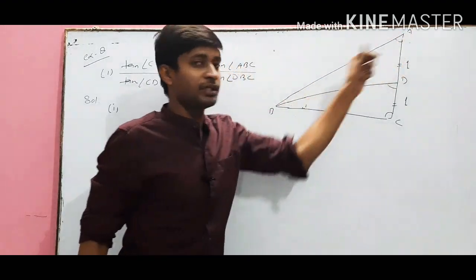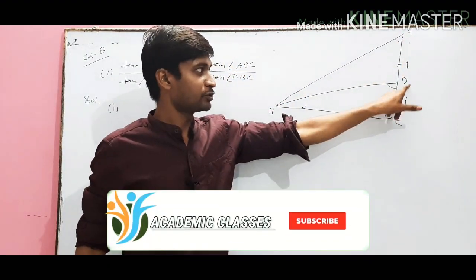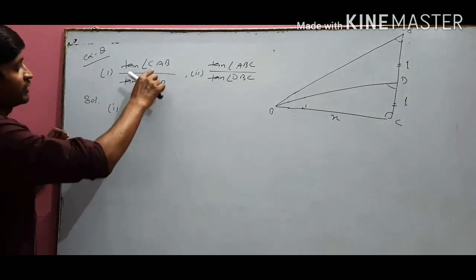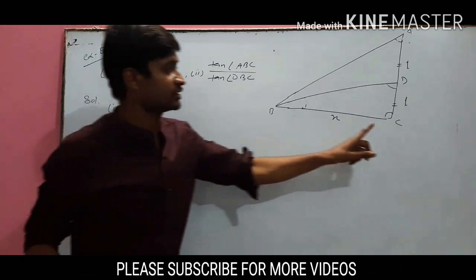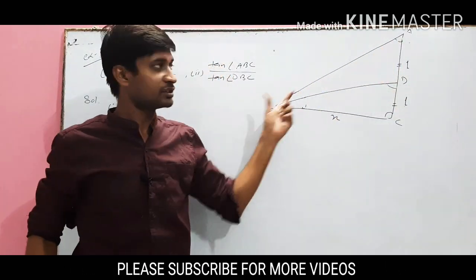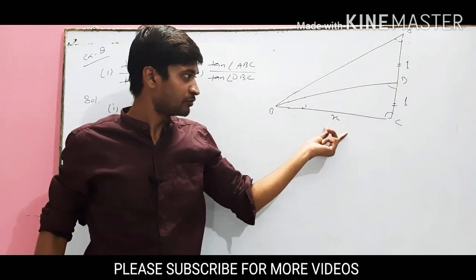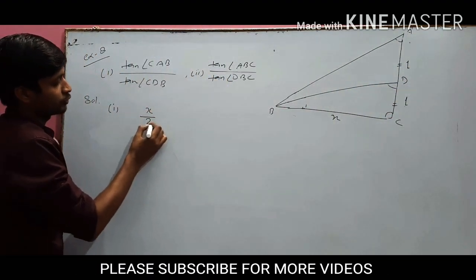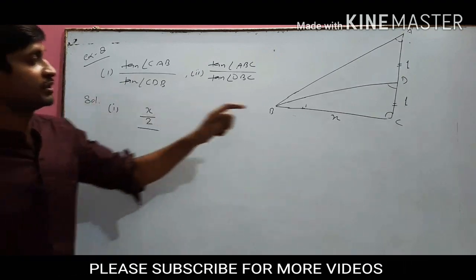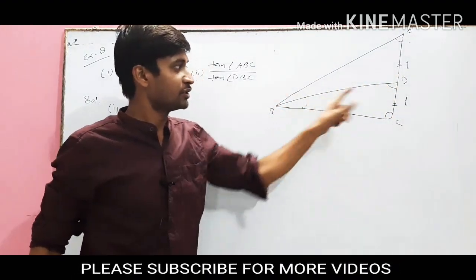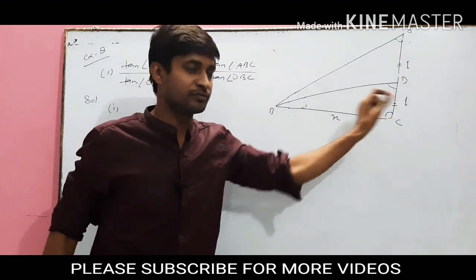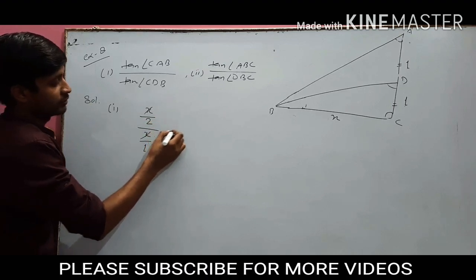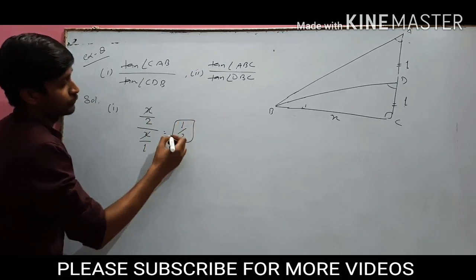Triangle, right angle triangle ABC. D is midpoint, so we can consider 1 unit and 1 unit. Base is x. So in first part, tan CAB, let me see which angle is CAB. CAB means this angle. For this angle, this is perpendicular. Base is 2 centimeter. So for tan, P upon B, x upon 2, upon tan CDB, means this angle CDB. For this angle, this is perpendicular, this one is base. x upon 1, x cancels out, answer is 1 upon 2.